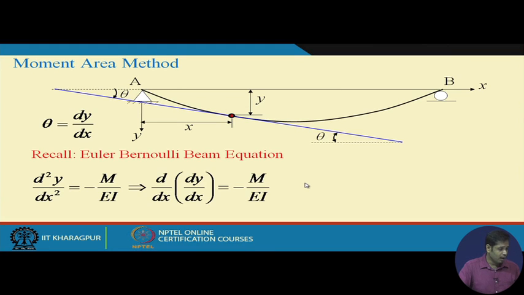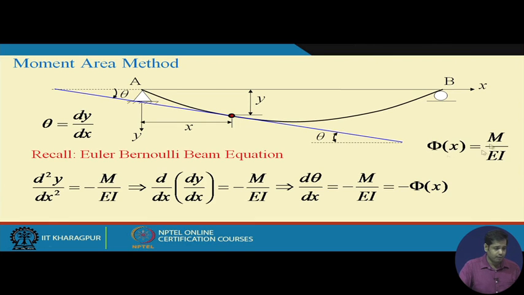Now, this equation can also be written like this, where d/dx is taken out and this is dy/dx, and since dy/dx is equal to theta, we can say that d theta/dx is equal to minus M/EI. Say this M/EI is phi(x), because this is a function of x, that is why it is written as phi(x). So, wherever we refer to phi, it means M/EI. M is anyway a function of x, but EI can also be a function of x. So, together it is written as phi as a function of x.